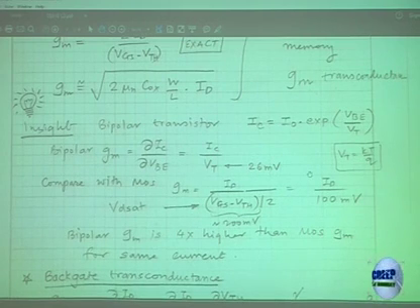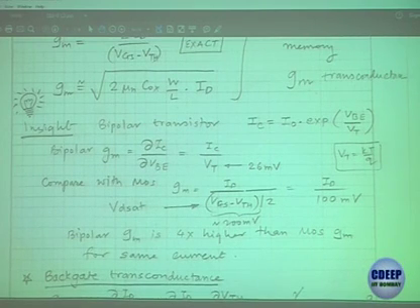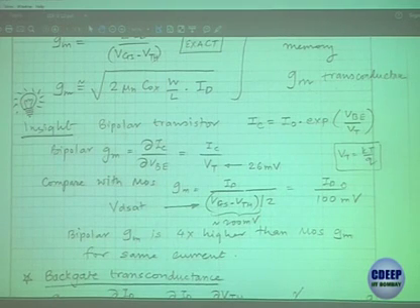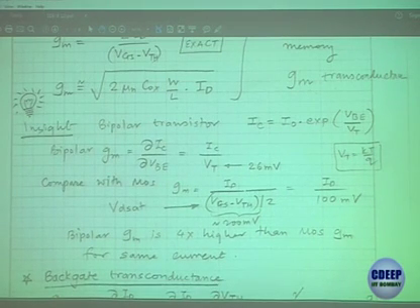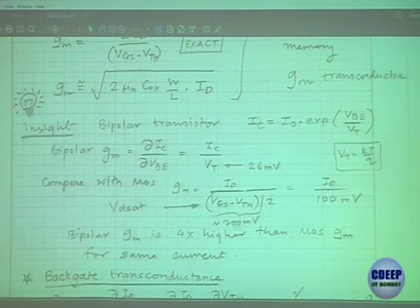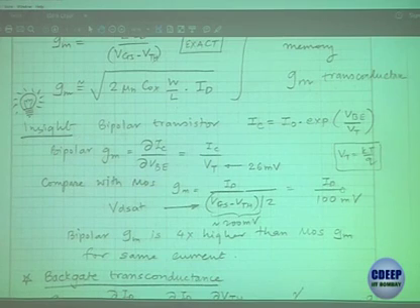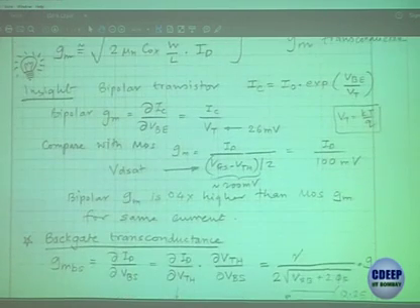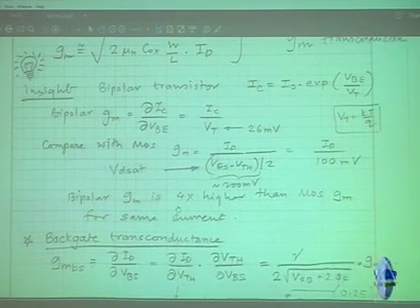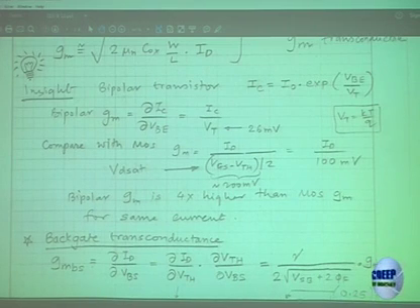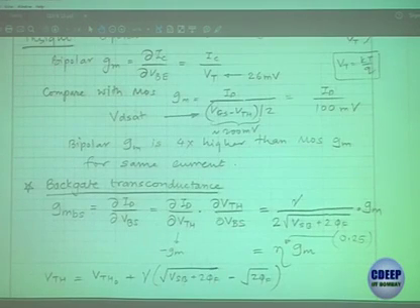So when you compare the two cases, the MOS case versus the bipolar case: in the MOS case, we typically leave VGS minus VT at about 200 millivolts, so then you get ID over 100 millivolts. And for the bipolar case, it's 4x higher because it's 25 millivolts. Okay, so this was the point I made, and I hope that was clear.